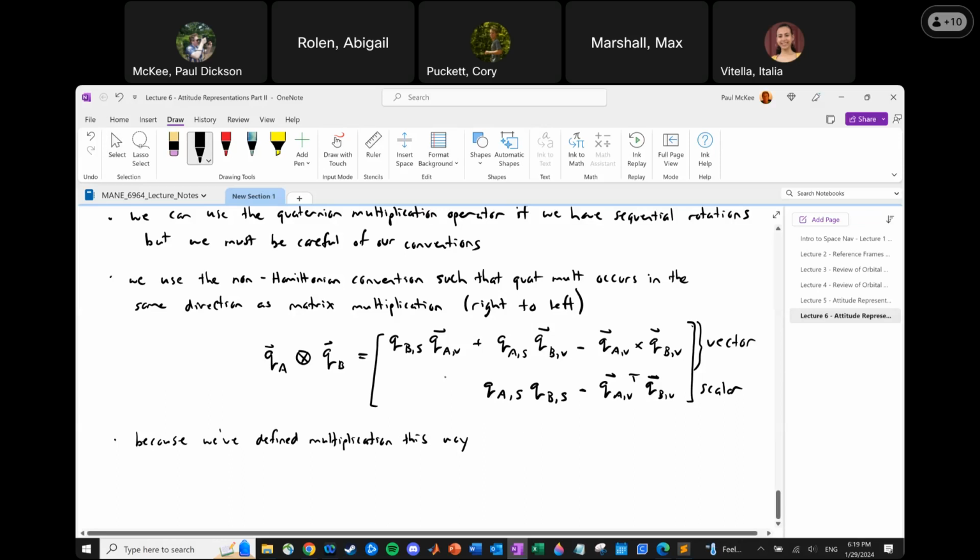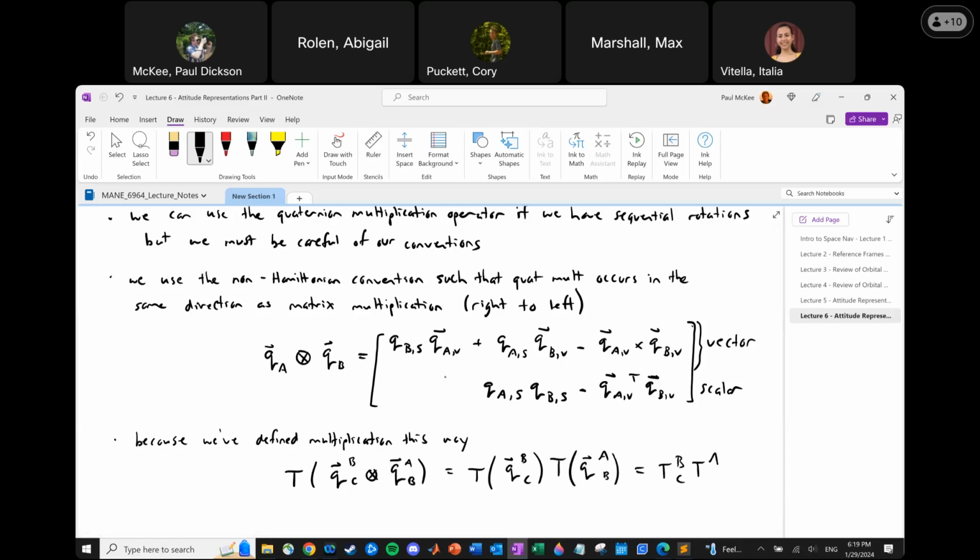we can say that the attitude transformation matrix created from Q B to C being multiplied by Q A to B is the same thing as the attitude transformation matrix from QB to C multiplied by the attitude transformation matrix QA to B, which is the same thing as TB to C, TA to B, right? And so what we're saying is if you take the quaternion from A to B and multiply it by the quaternion from B to C, you should get the quaternion from A to C.